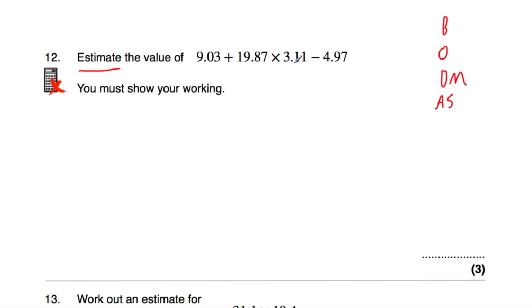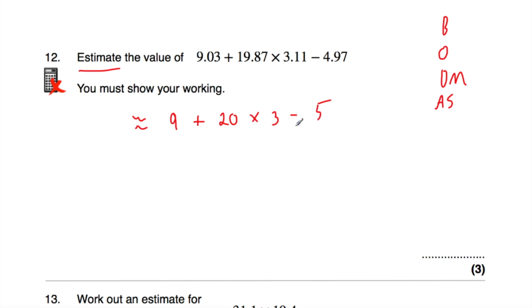But the first thing we need to do in this calculation is when we round these, we're going to do the multiplication first. So let's round them all to one significant figure. So it'll be approximately equal to, well, that's going to be 9. 9.03 is approximately 9 plus 19.87. So rounding that to one significant figure would be 20. Multiply by 3.11 to one significant figure would be 3. And subtract 4.97, well, to one significant figure, that would be 5. So we've rounded those to one significant figure, and we've now got 9 plus 20 times 3, subtract 5.